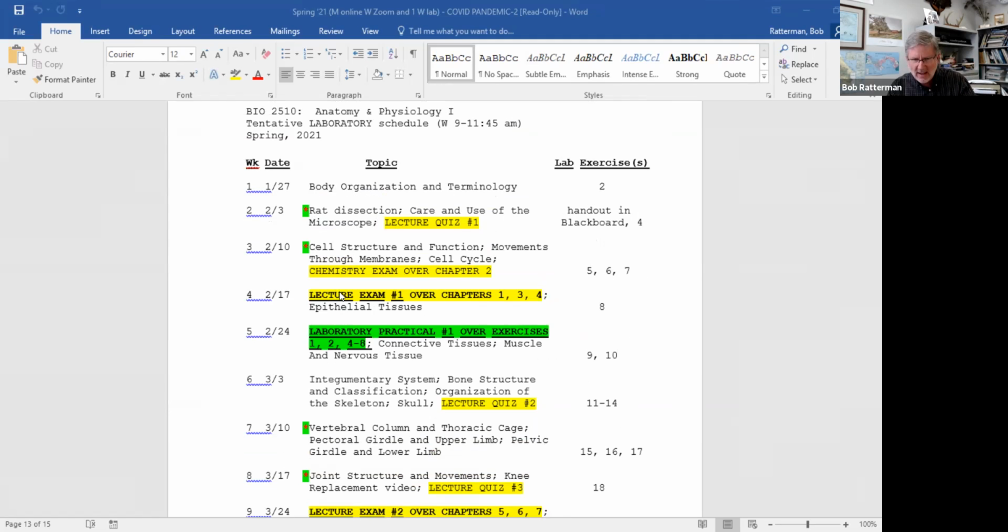Next Wednesday, is there a lab quiz? No. Is there a lecture quiz? No. There is the first lecture exam, and we're going to talk about that this week. So that's a biggie next week. The first lecture exam is going to be in lab on the 17th of February. And we're also going to do exercise 8, lab exercise 8, after the test.